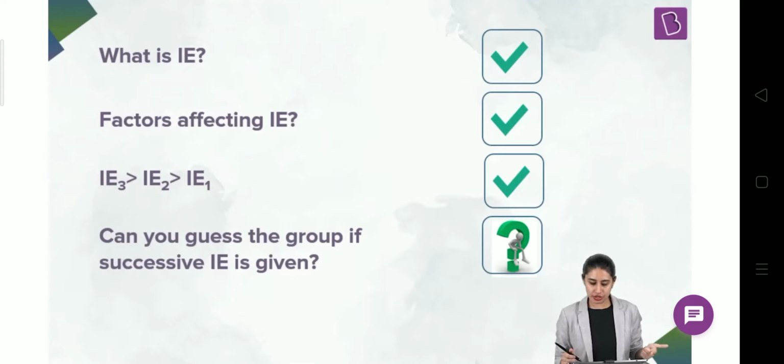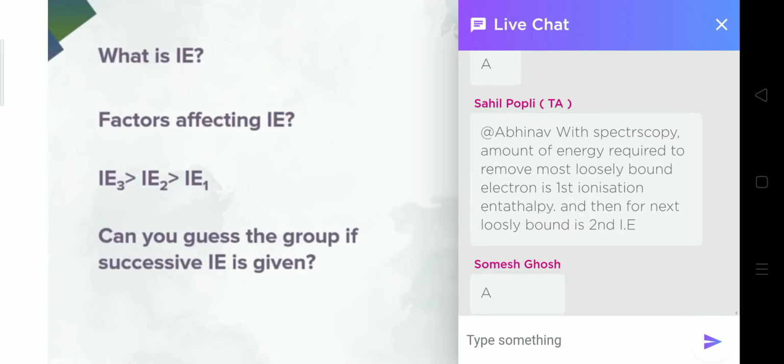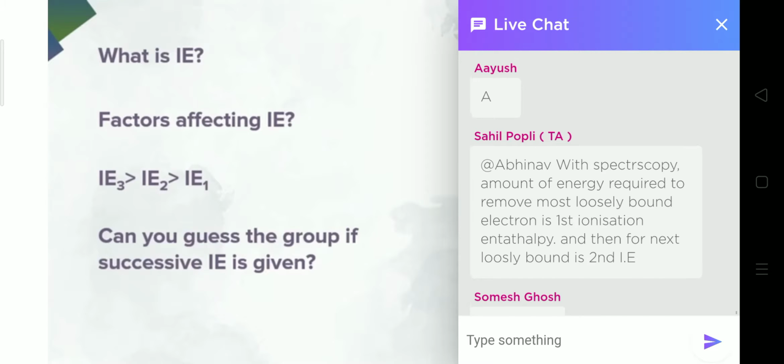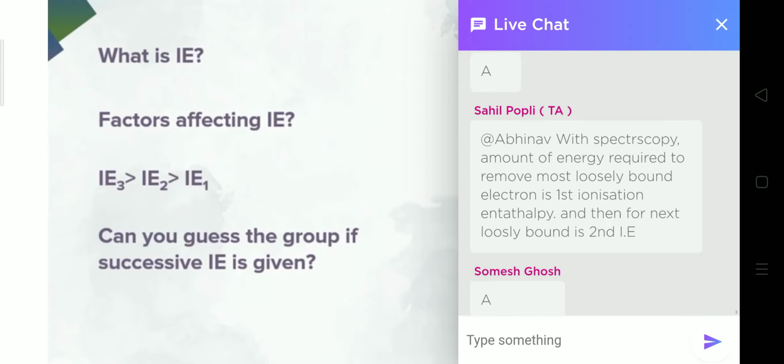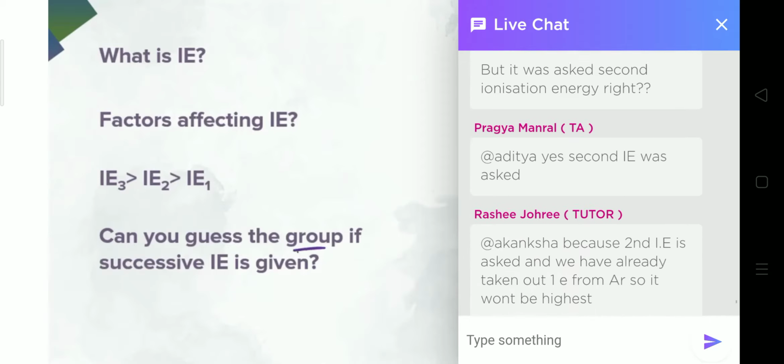Factors affecting ionization energy, you know. You now know very well that IE3 is greater than IE2 is greater than IE1 always. And you can also now, with a great sense of understanding of electronic configuration, think how important the electronic configuration is for deciding the ionization energy and also the group.